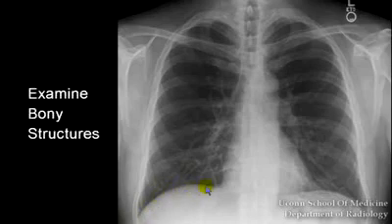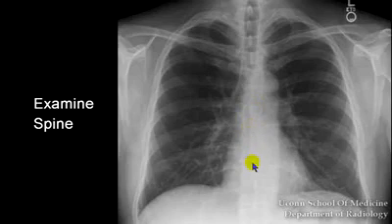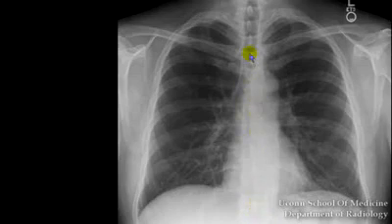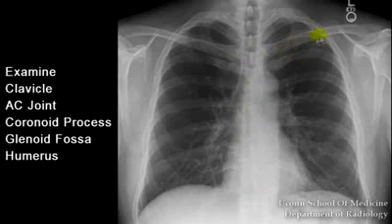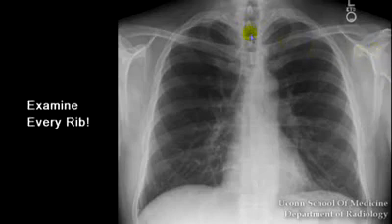Examine the bony structures. Look out for fractures, lesions, and joint disease. Start at the top cervical spine and move down the vertebral column. Examine each vertebra and each disc space, pedicles if they're visible, and spinous processes. Examine each clavicle, AC joint, coronoid process, glenoid fossa, and humerus. Look at each and every rib.